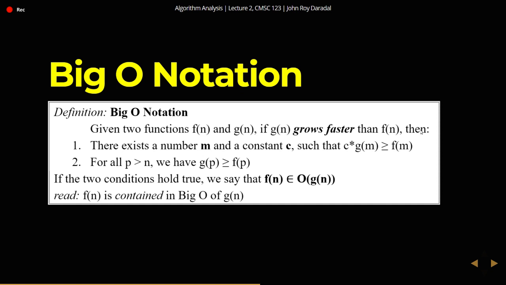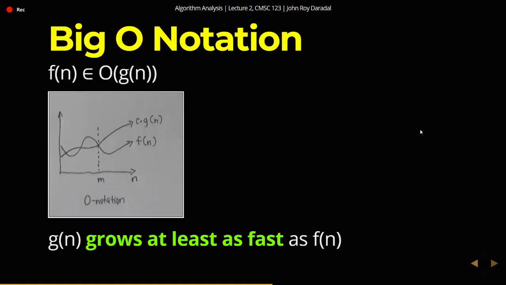Okay, so this seems like a mathematical way of putting things. Let's see what exactly that means. Let's say we have two functions here, this is f of n and then this is c times g of n.